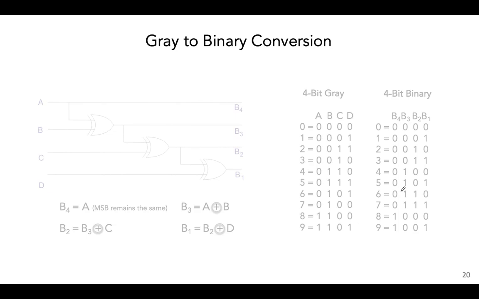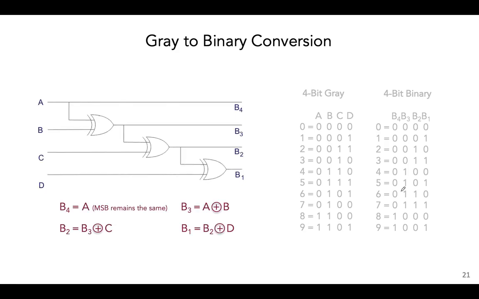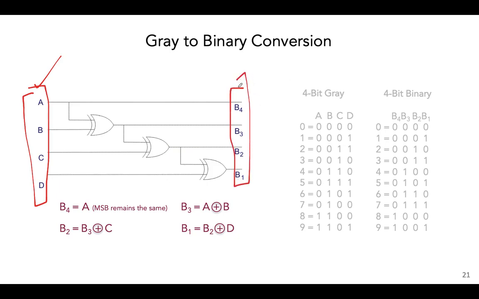Alright, now that we've talked about gray code and you're already aware of binary code, it would be a good idea to see how gray code is converted to binary, and then we'll take a look at how binary codes are converted into gray. So first of all, this is a circuit for gray to binary conversion. This is your gray input, the number or the digit in gray code.